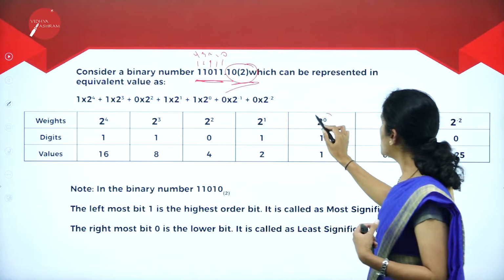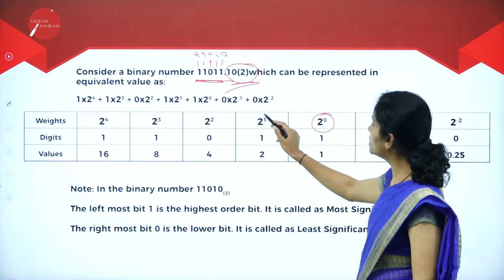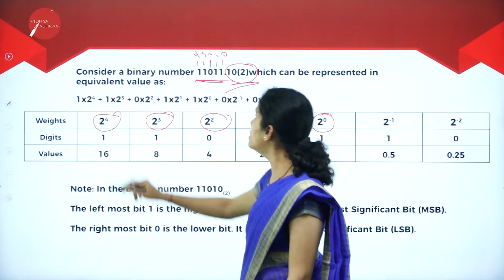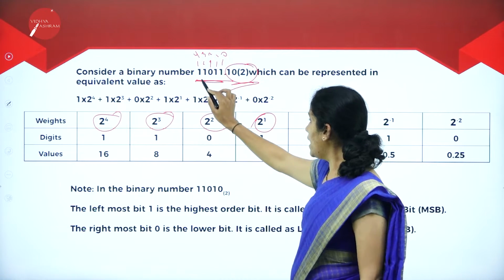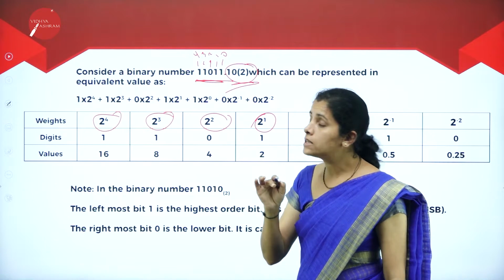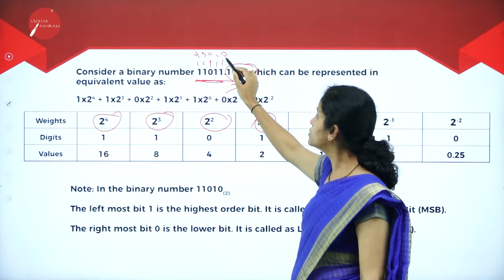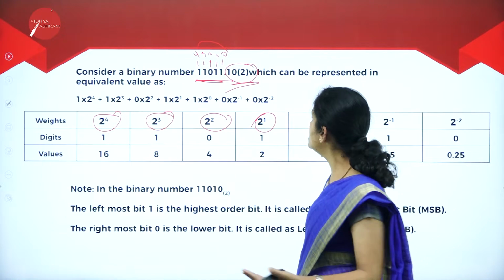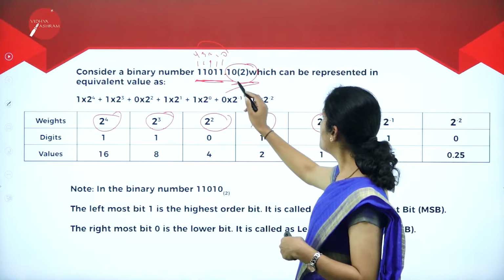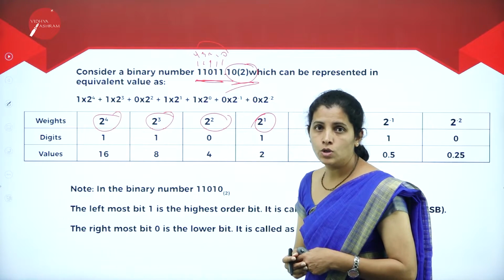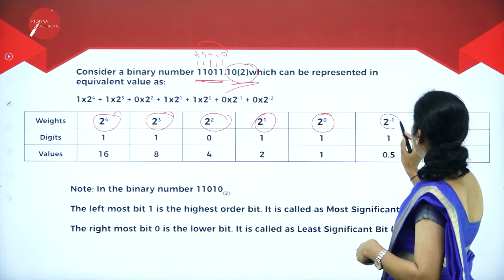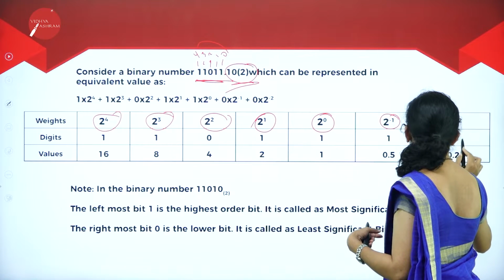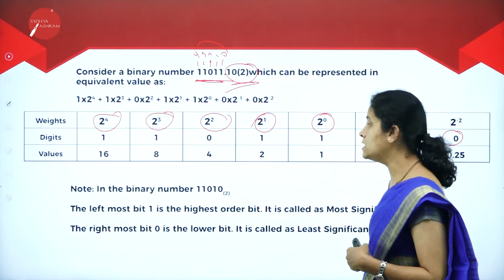So I'll start with 2 to the power 0, 2 to the power 1, 2 to the power 2, 2 to the power 3, and 2 to the power 4. Total, I have 5 digits, but the power starts from 0. So 0 to 4, I'm going to have the power. And if I consider the left half, then I'm going to have 1, 0. So for 1, it is 2 to the power minus 1. And for 0, it is 2 to the power minus 2.